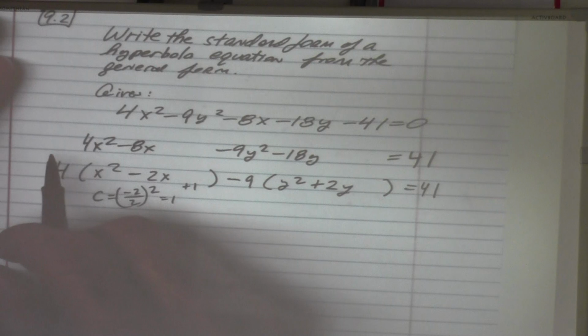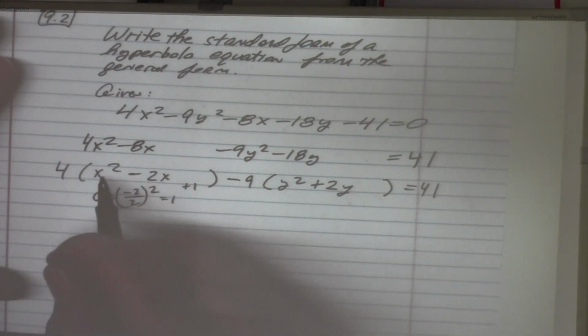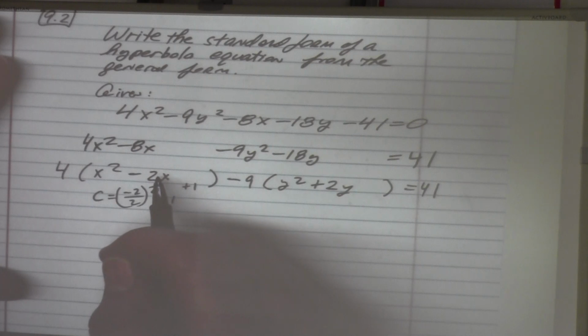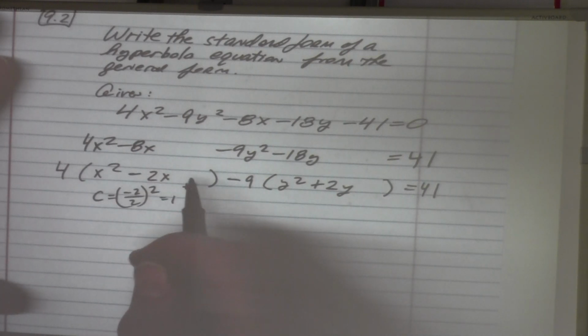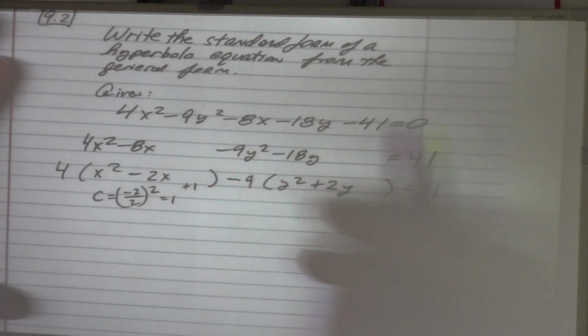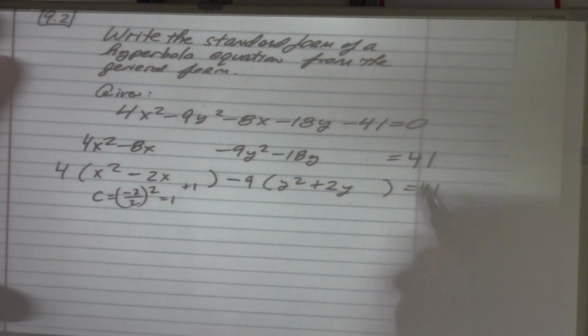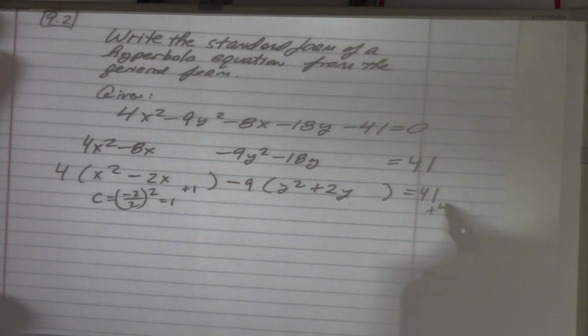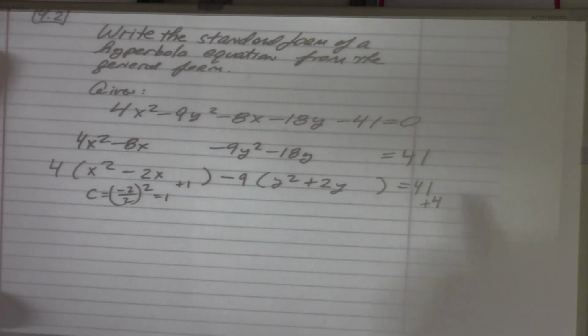That's because of this 4 out here. Everything in here, that's not x squared, that's actually 4x squared. This is actually negative 8x. And therefore this is actually 4. So if we put a 1 in here, we can't bring it over here unless we also apply that 4 to it. So we actually have to add 4 over here, not 1.